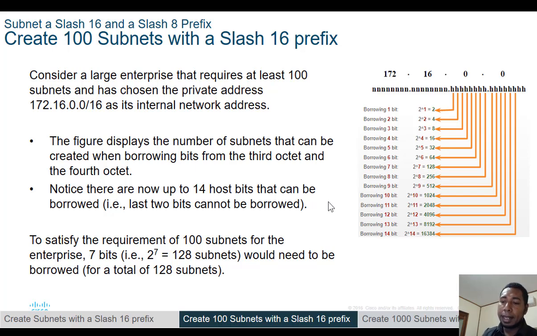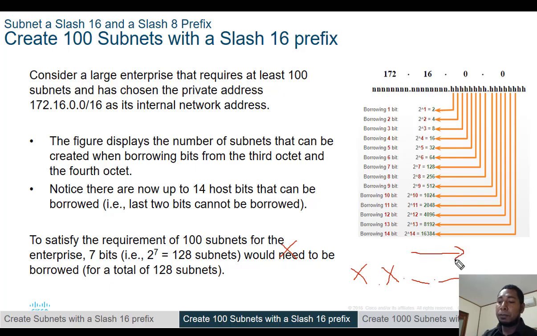I normally put an X. Okay, I usually do this. I put X, I write it here, X dot, okay, and then dash dot dash. What this means is that I don't touch the first two octets. Remember, it's a /16 prefix, so we don't touch the first two. So we will start borrowing bits from this octet going that way.